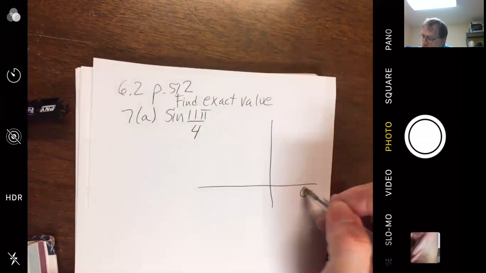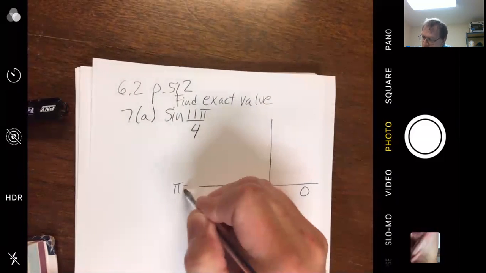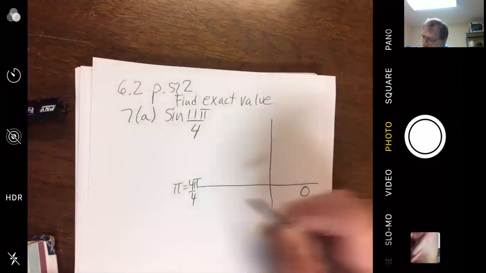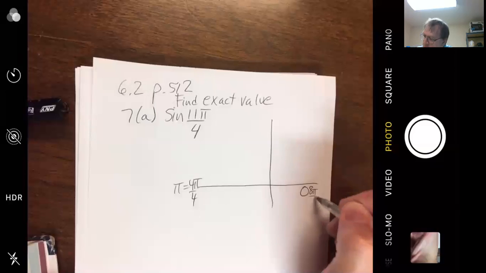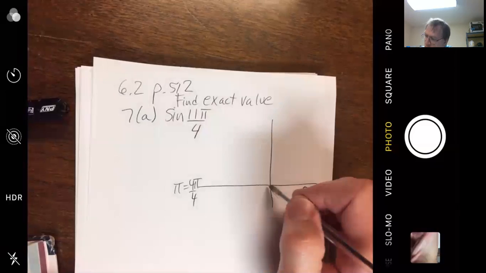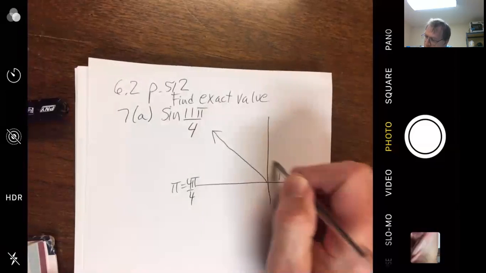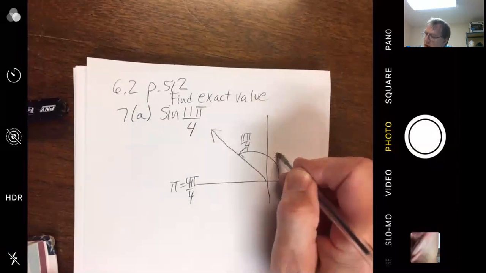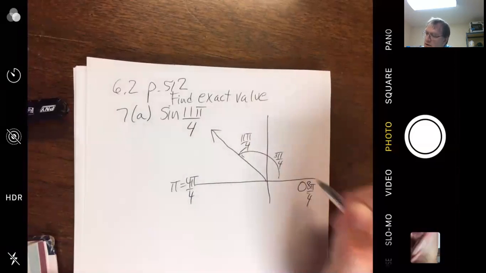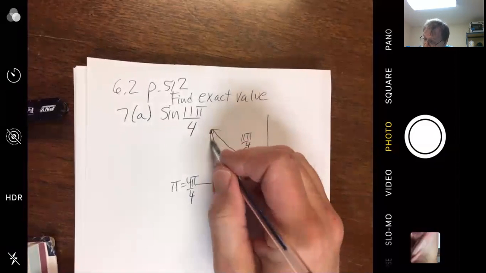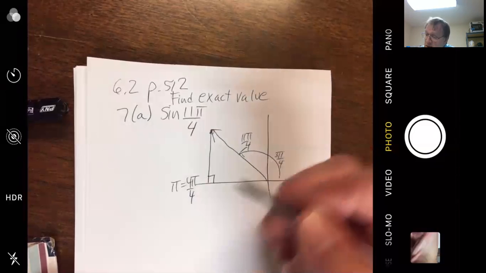Well, like you say, 0 here, pi here is 4 pi over 4. So you're going to add 4 pi over 4 every time you go around. So you're back to 8 pi over 4. To get to 11 pi over 4, that's another 3 pi over 4. You're up here. So this difference is 3 pi over 4, from 8 pi over 4 to 11 pi over 4. And that's going to put you into the second quadrant.